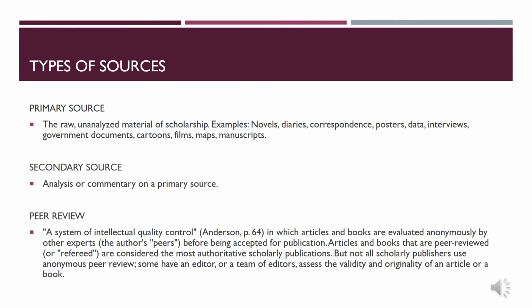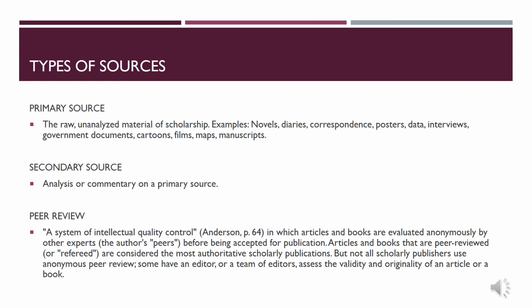Types of sources. Primary source, the raw, unanalyzed material of scholarship. Examples include novels, diaries, correspondence, posters, data, interviews, government documents, cartoons, films, maps, and manuscripts. Secondary source, an analysis or commentary on a primary source.